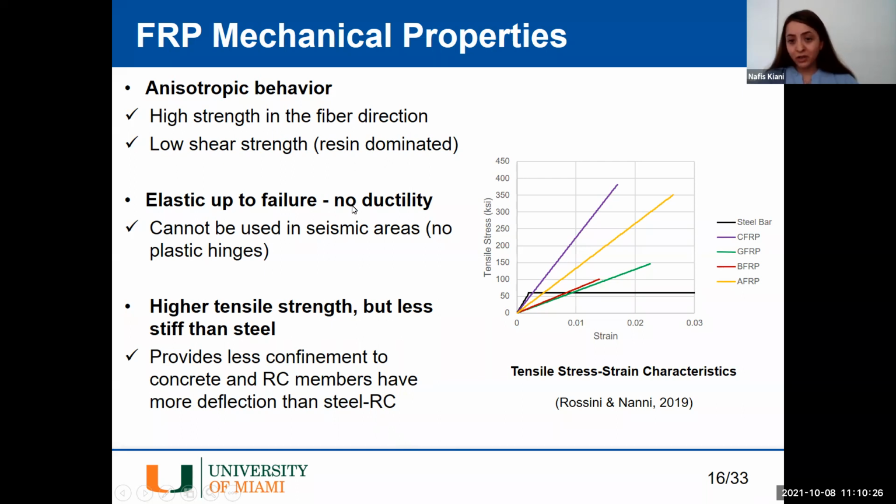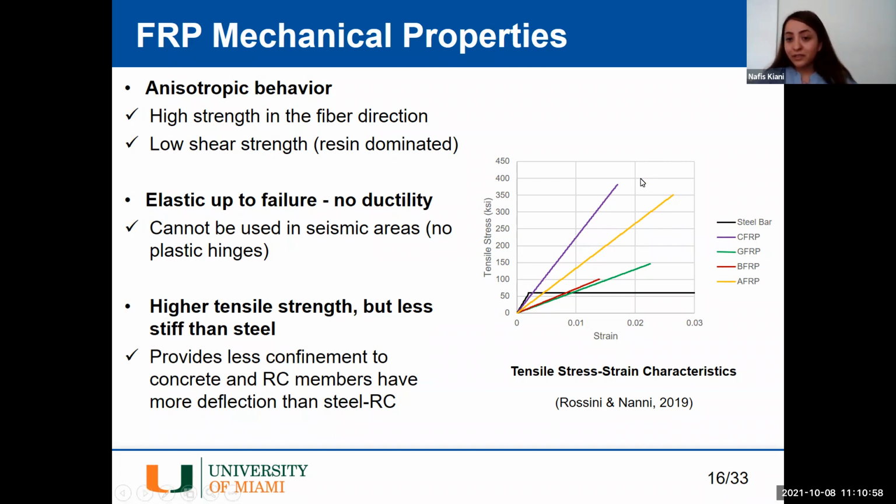They are non-ductile. As you could see in this picture, there are different types of FRP bars that are compared to the stress-strain of steel. If you compare the black line, which is for the steel, to the yellow line, which is for aramid FRP, you could see that the stress-strain curve of the FRP is linear elastic up to failure. There isn't any yielding point like this.